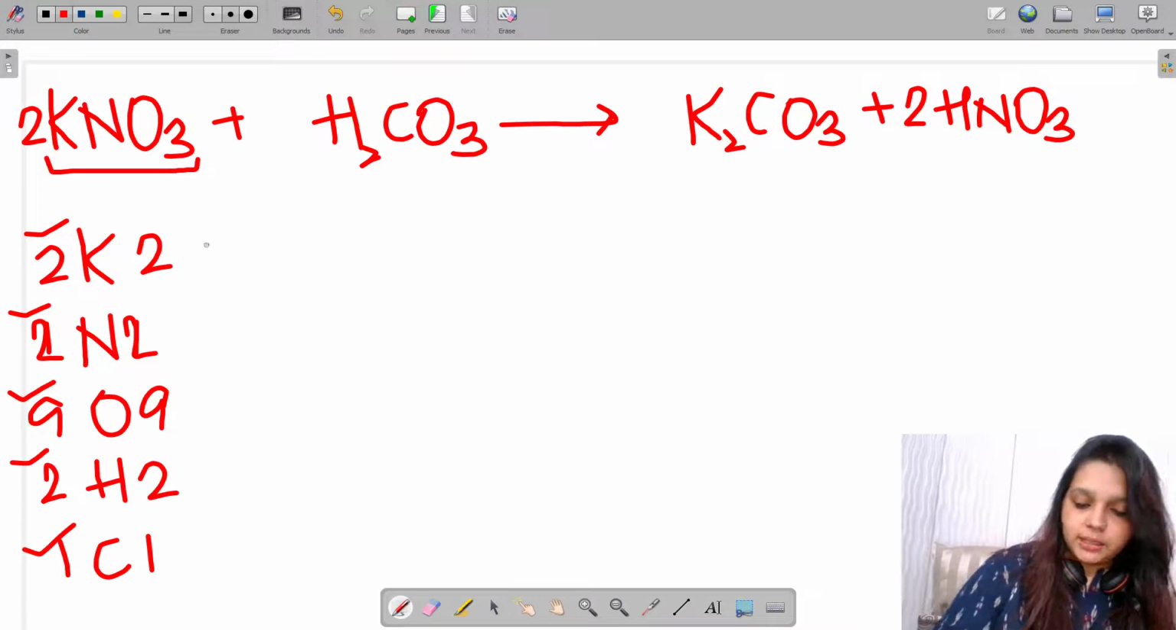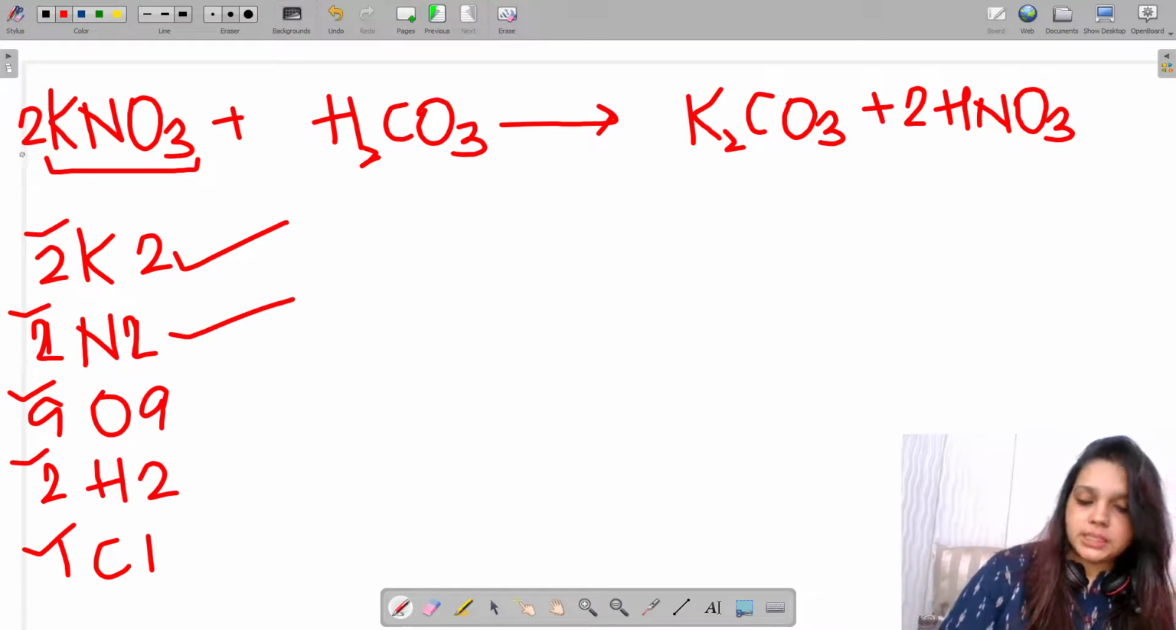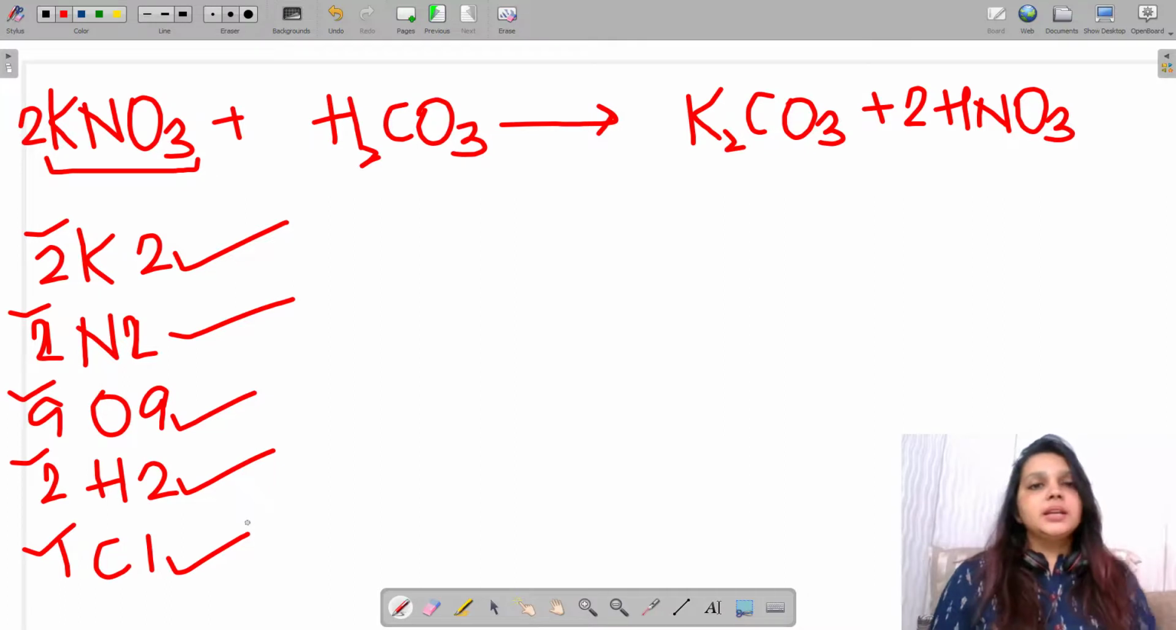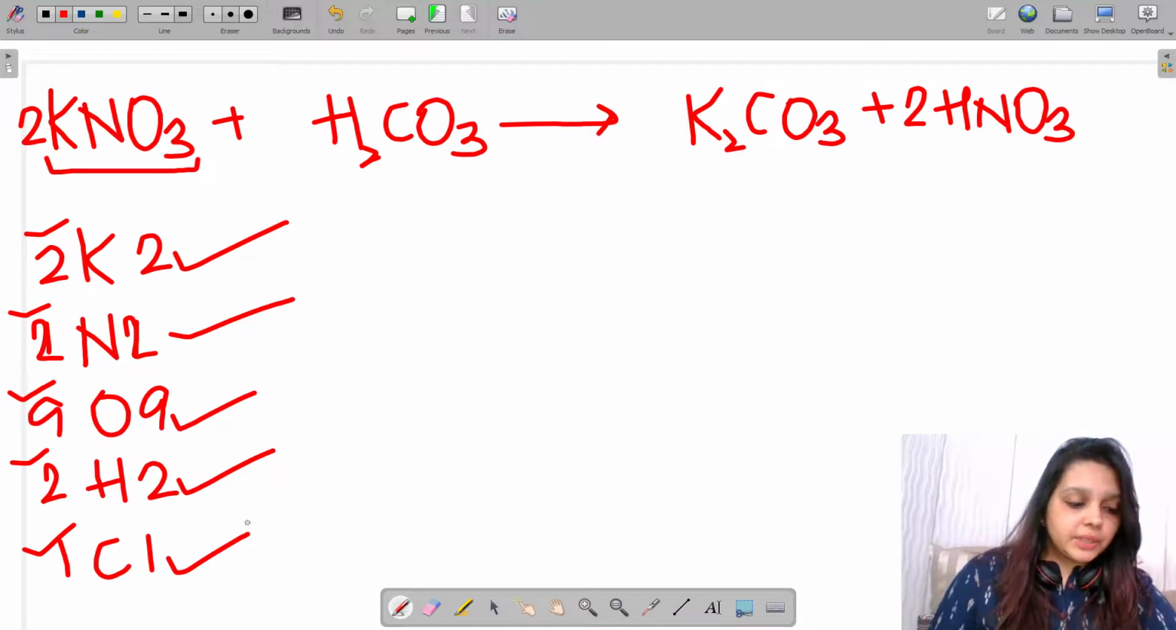Let's quickly reconfirm that our equation is balanced or not. K is 2 here, K is 2 here, done. N is 2 here, N is 2 here, done. O is 3, 2, 6 and 3, 9 and 3, 9, right. Hydrogen 2 here and 2 here, done. And our carbon 1 on the left side, 1 on the right side, done, right? So that is how easy it is. And in the next video I am going to cover much more examples, right?